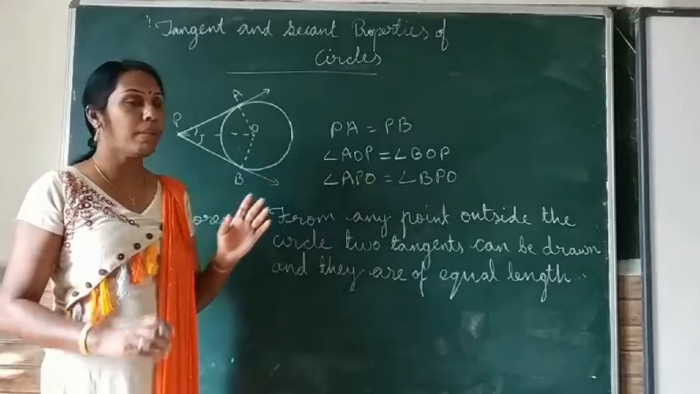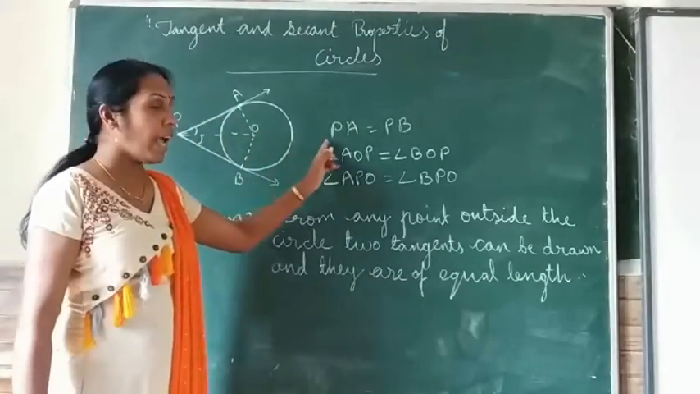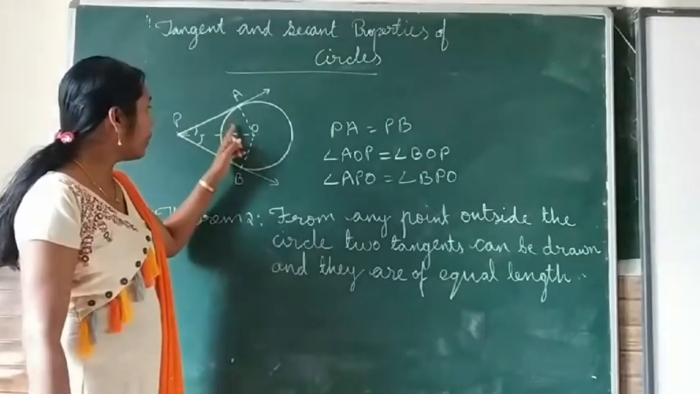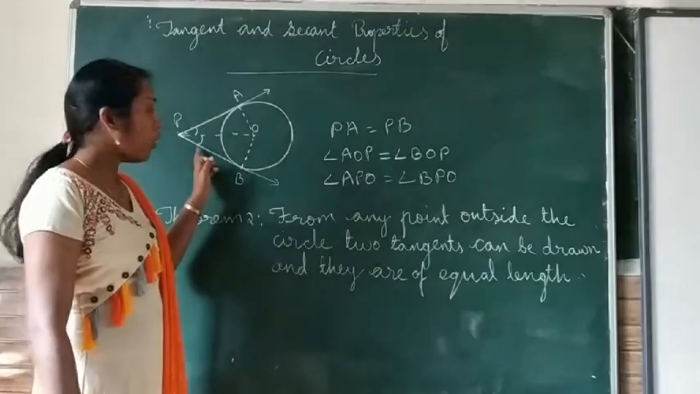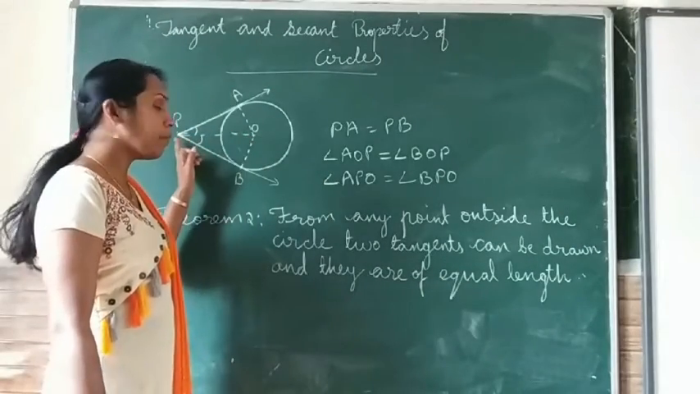So, two tangents can be drawn from an external point to a circle, and they are of equal length. They subtend equal angles at the center, and they are equally inclined to the line segment drawn from the center to the point.